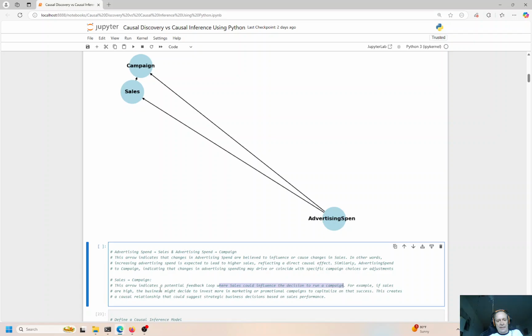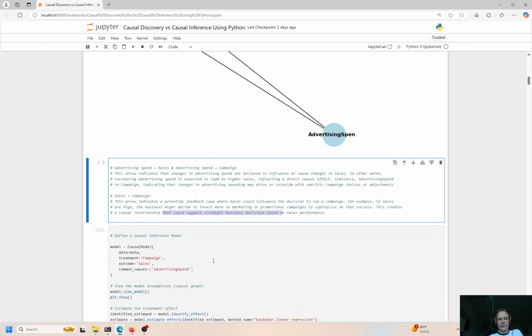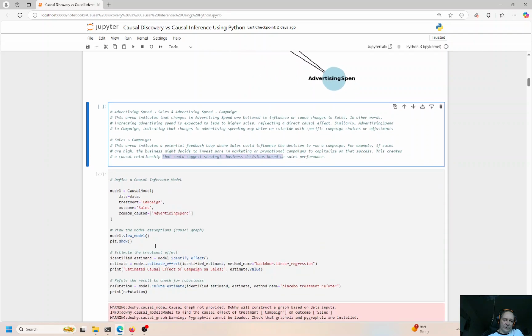If sales are high, the business might decide to invest more in marketing or promotional campaigns to capitalize on that success. And this creates a causal relationship that could suggest strategic business decisions based on sales performance, right? So there's the cause and effect. Now we know, because of our causal discovery exercise here, that there is actually a relationship, and we want to understand the causal inference, okay? So this model is going to help us understand that.